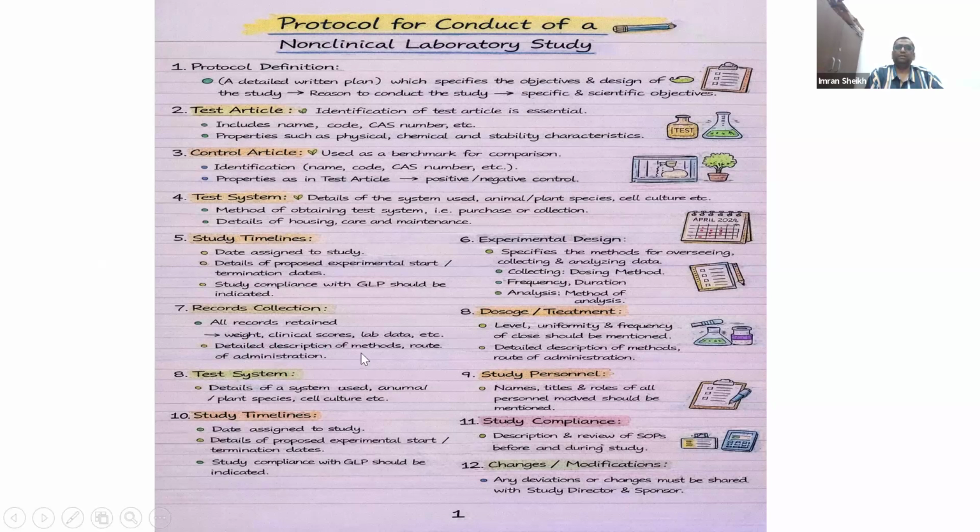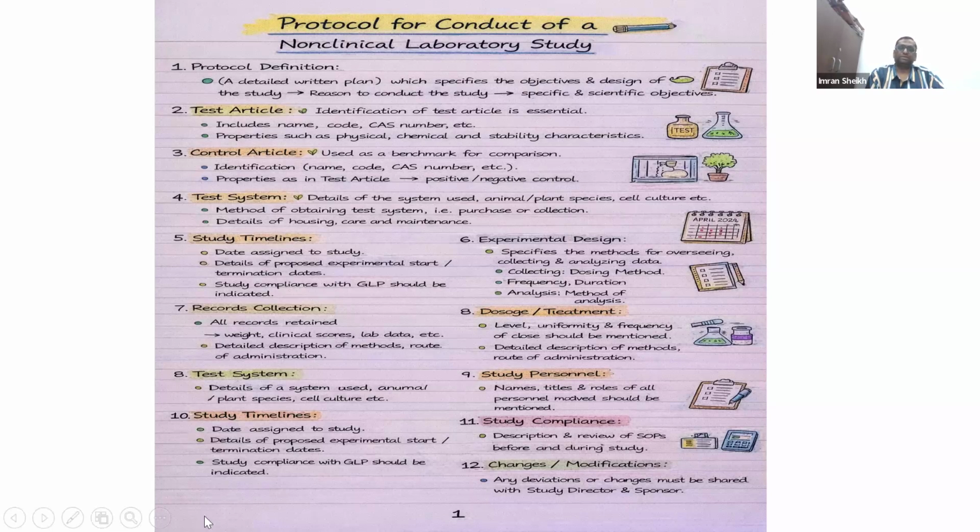Furthermore, doses and treatment: level, uniformity, and frequency of the doses should be mentioned. Detailed description of the method and route of administration should be mentioned. Now if we talk about the test systems, they include the detailed systems used, the animal and plant species, cell culture, and all these things are there. Now what do the study personnel include? First they will include the name, thereafter the titles and the roles of the personnel, and that should be mentioned.